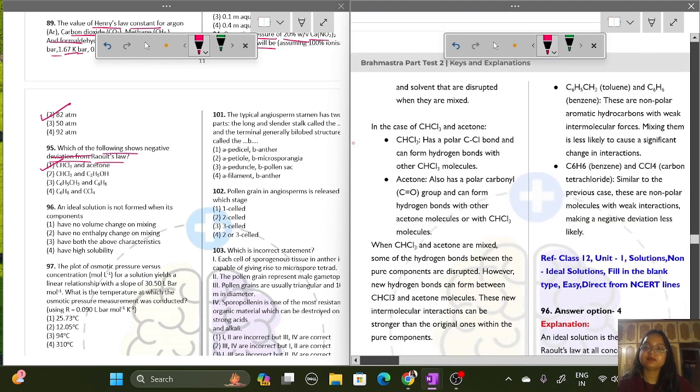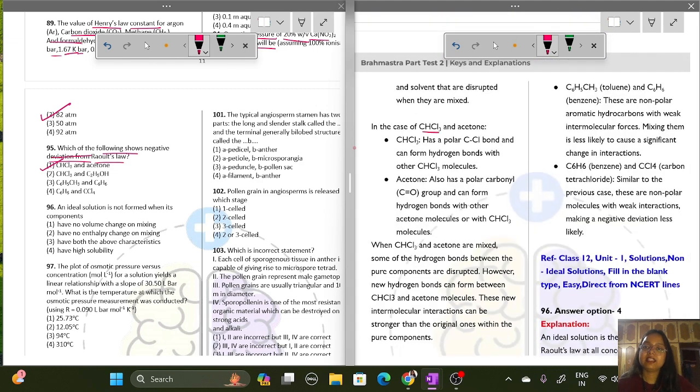Okay. See, in the case of CHCl3 and acetone, CHCl3 has a positive C-Cl bond and it can form hydrogen bonds with other molecules. Acetone has a polar carbonyl group and it can also form hydrogen bonds.